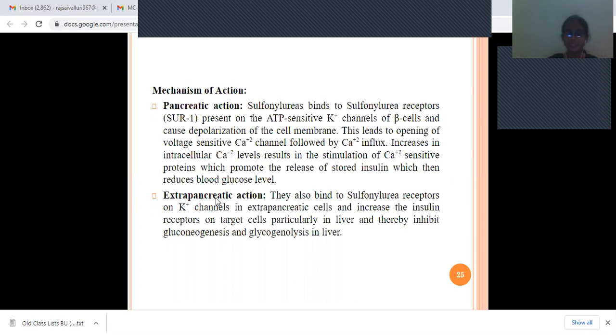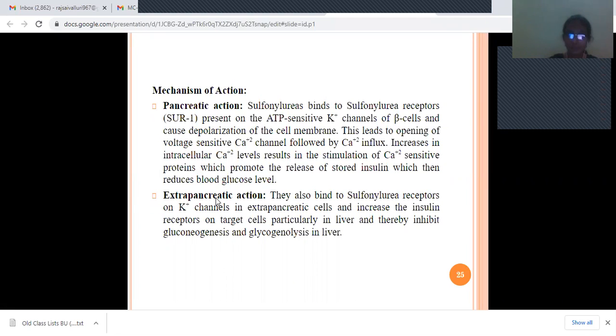See here, if we see the pancreatic action, the sulfonylurea will bind to the sulfonylurea receptor which is present on the ATP sensitive potassium channels of the beta cells, and it will cause depolarization of the cell membrane, which leads to the opening of the calcium channel followed by calcium influx. So it will increase the intracellular calcium levels, resulting in the stimulation of calcium sensitive proteins. So it will promote the release of insulin, then it will reduce the blood glucose level.